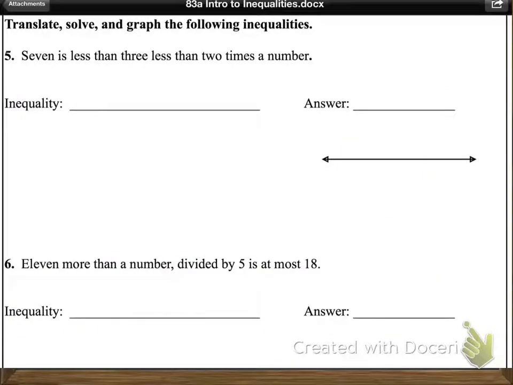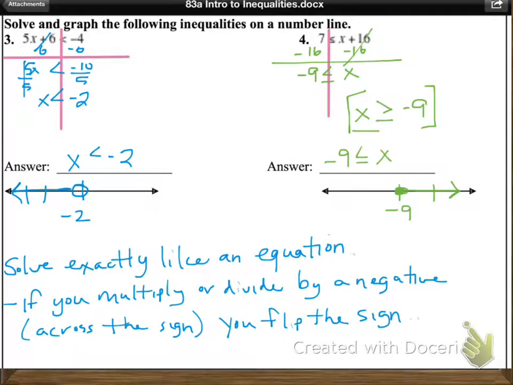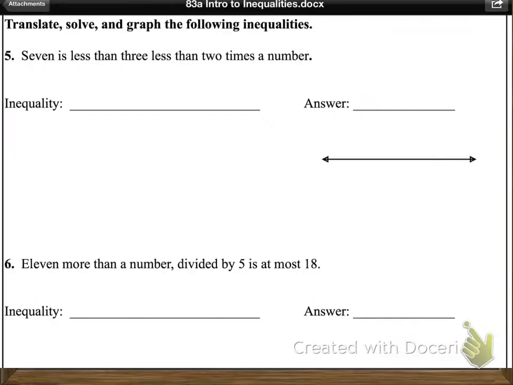All right, let's look at our next one. Now we have to translate, solve, and graph the following inequalities. So we're adding more to it. So it says 7 is, okay, so as we translate this, 7 is less than, so not equals, because we're dealing with inequalities, right? 7 is less than 3 less than 2 times a number.